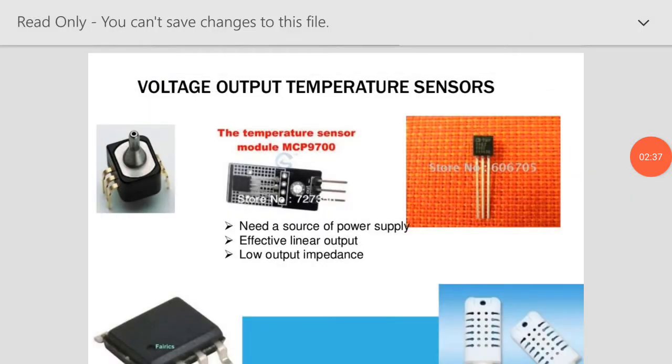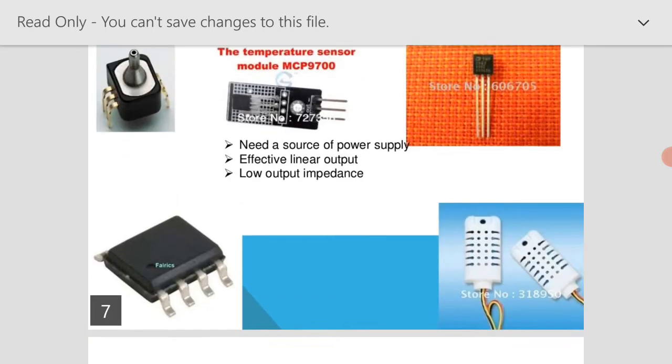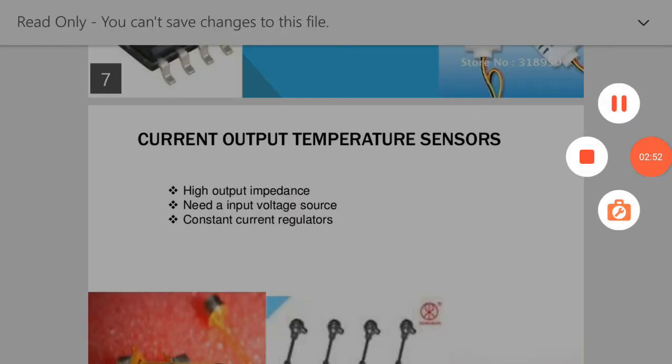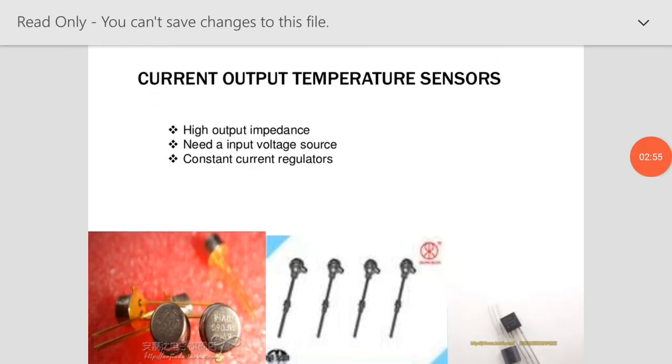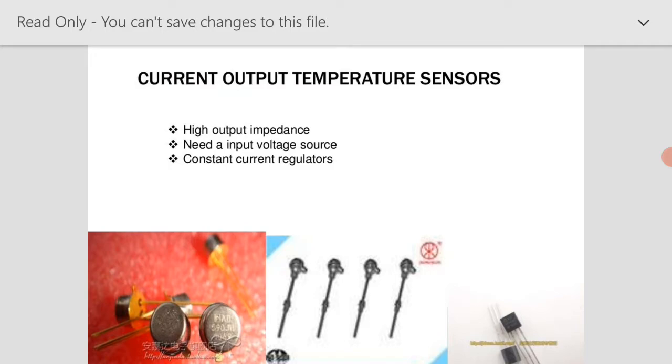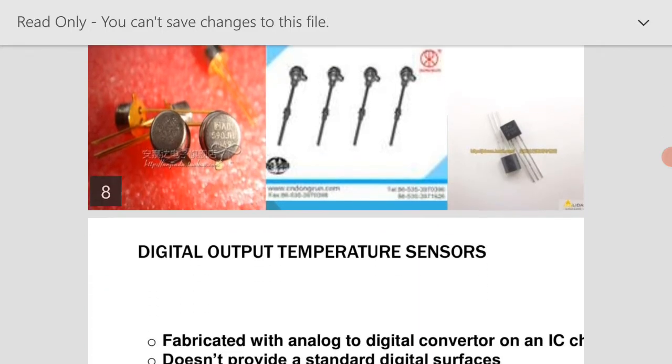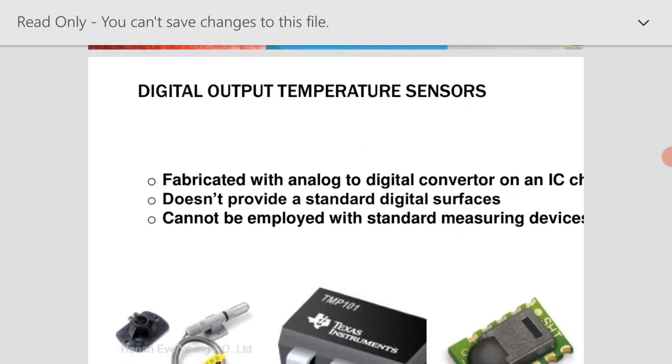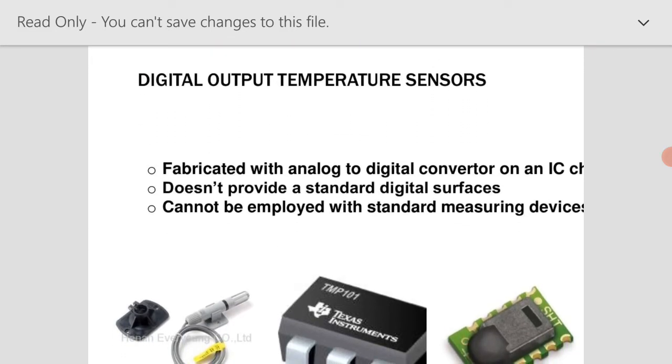The temperature sensor module MCP9700 needs a source of power supply, and has effective linear output and low output impedance. The current output temperature sensors have high output impedance, need an input voltage source, and use constant current regulators. The digital output temperature sensors are fabricated with an analog to digital converter on an IC, do not provide a standard digital interface, and cannot be employed with standard measuring devices.